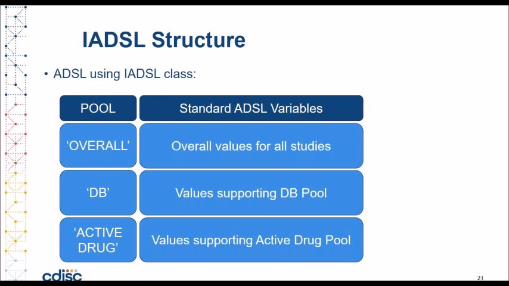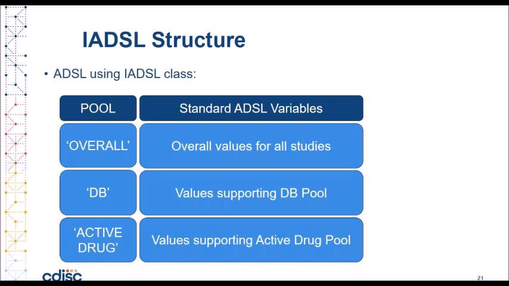Then we add rows. My God, we're adding rows to ADSL. Okay, I know, it's scary. But we added rows for the pools that that subject belongs to. So if a subject belongs in both the double blind and the active drug pool, they're going to have those 2 more rows added. So the ADSL is actually 1 record per subject per pool plus an overall.